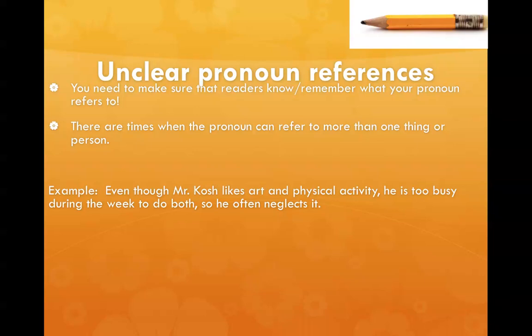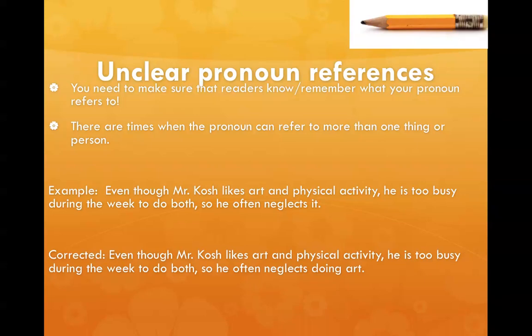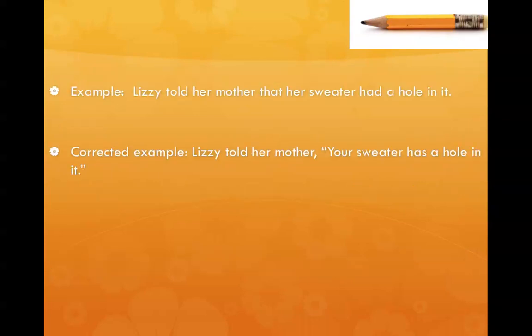So let's look at how you correct it. Even though Mr. Kosh likes art and physical activity, he is too busy during the week to do both, so he often neglects doing art. So here, I made sure that you know which activity he neglects doing. All right, let's look at another example.